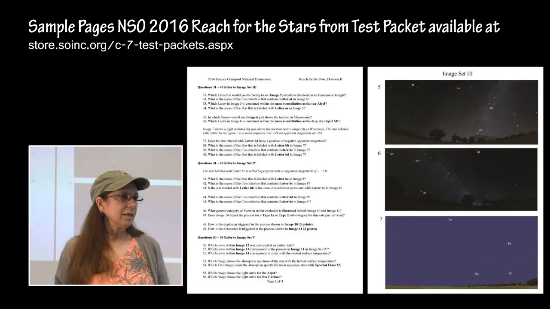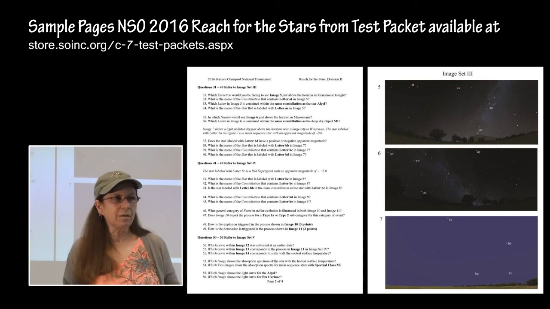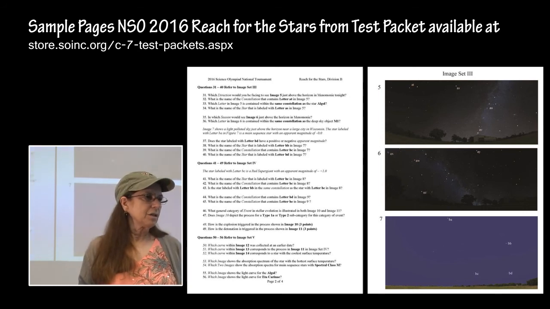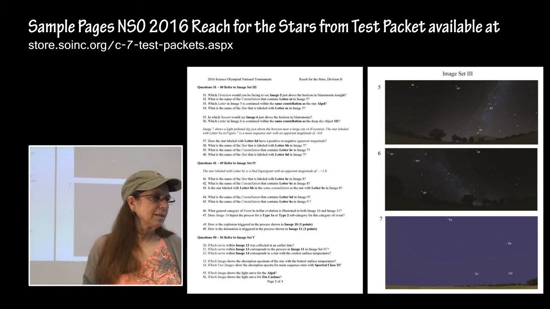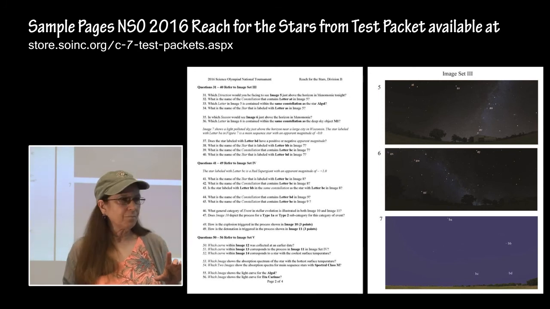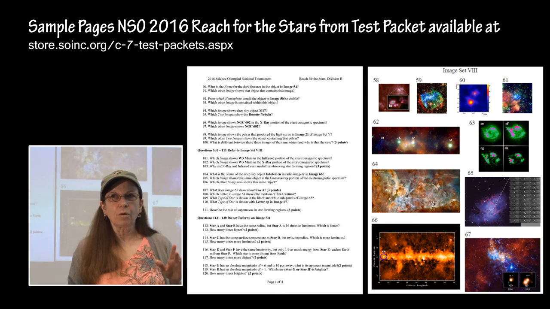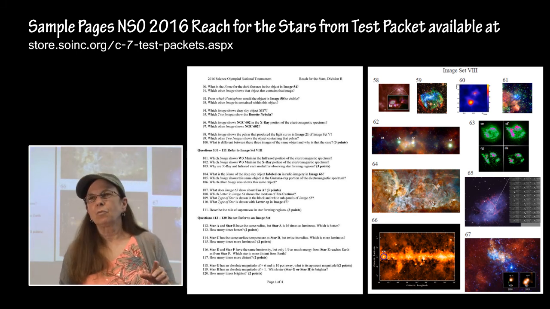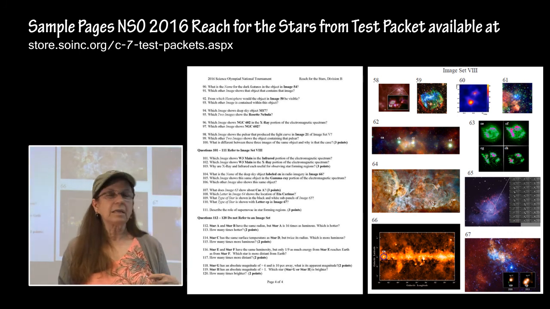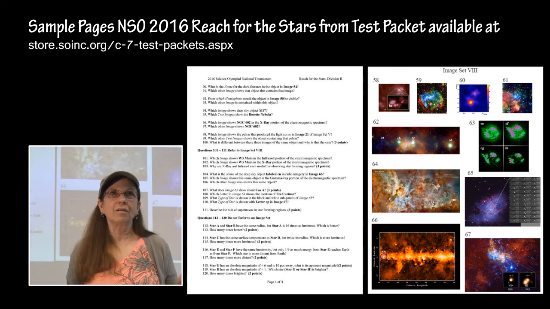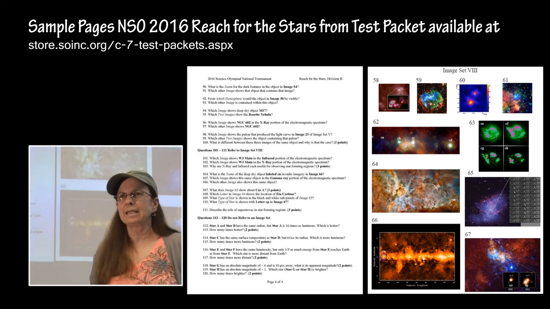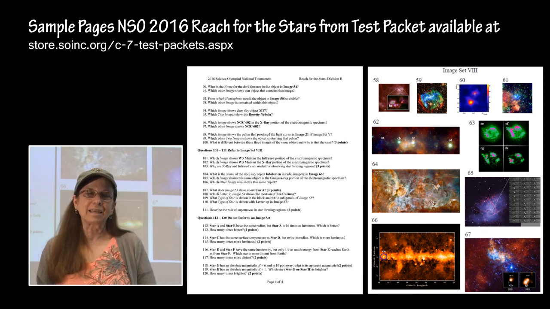Here I have a couple of samples, a couple of pages from the 2016 Reach for the Stars event. Here is one of the pages with questions, I think page one, with one page of the image set, to show you what they look like. Here is one more page from the 2016 competition with another image set that is used for some of the questions. You can purchase the entire thing for $18, and every single 2016 event is on that test packet CD. So you should also invest in that. It would be a good investment.